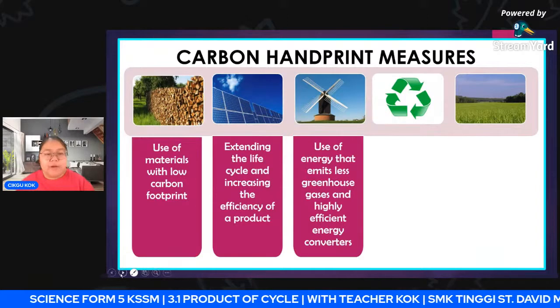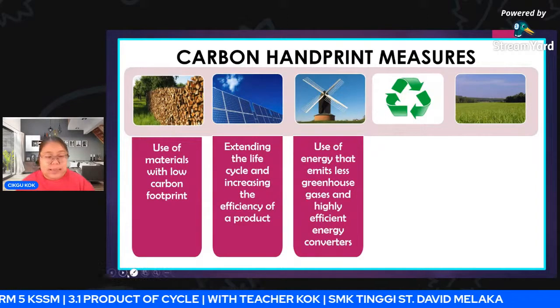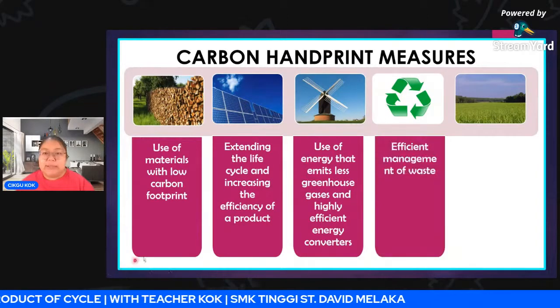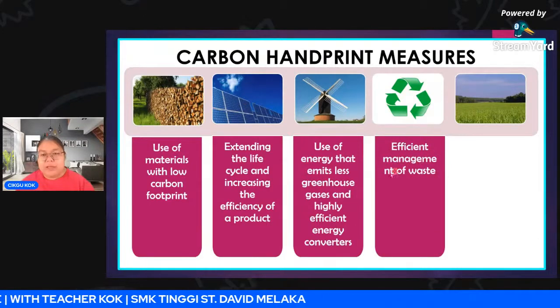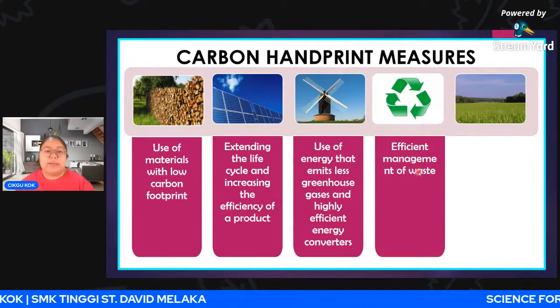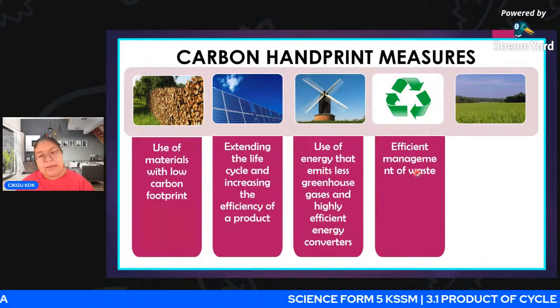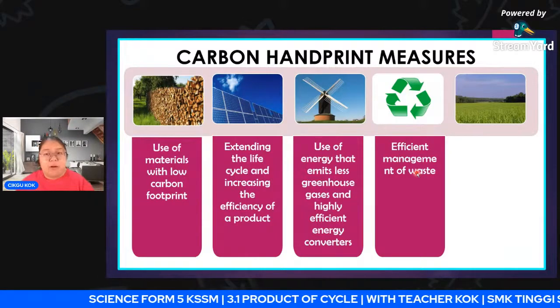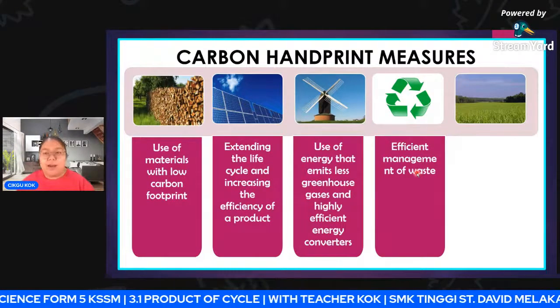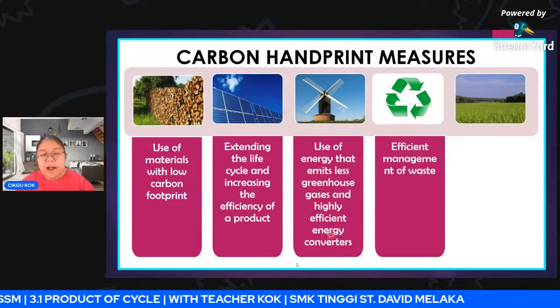Number four, I think everybody knows when you see this diagram, this is sure to be recycling. It's efficient management of waste, how to control the waste. Normally you use recycling, using the 5R. Recycle, reuse, are things you learned before. We have 3R, we have 5R. Later we will go through what the 5R are.